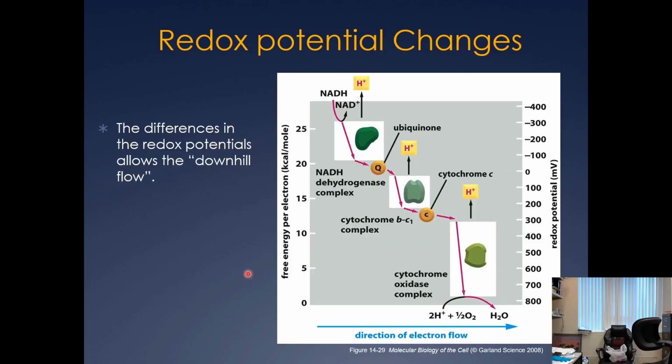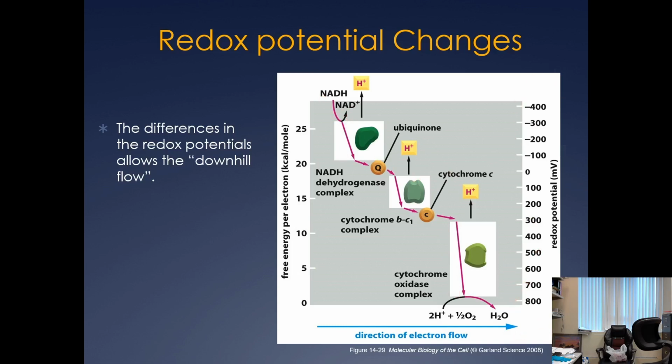Now, one of the things that scientists use to study this whole process is to understand the redox potential, right? Because electrons are always going to flow downhill. NADH is considered the one with the lowest redox potential, and then the electron is going to flow downhill. And you can actually measure the redox potential in the laboratory. And that's how they figured out the electron flow as it goes down here.